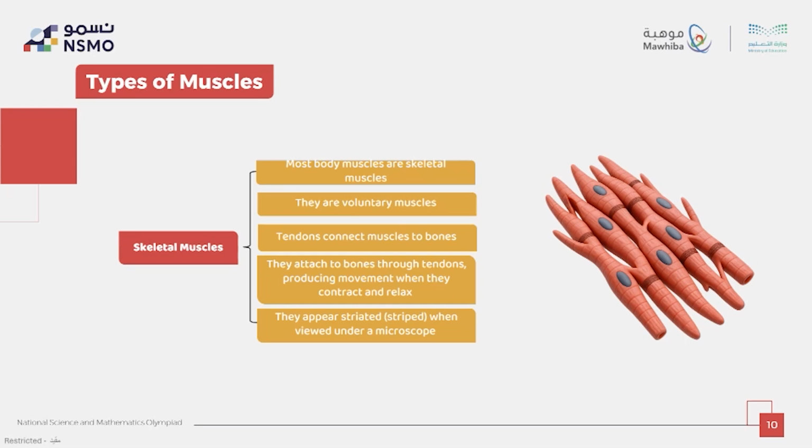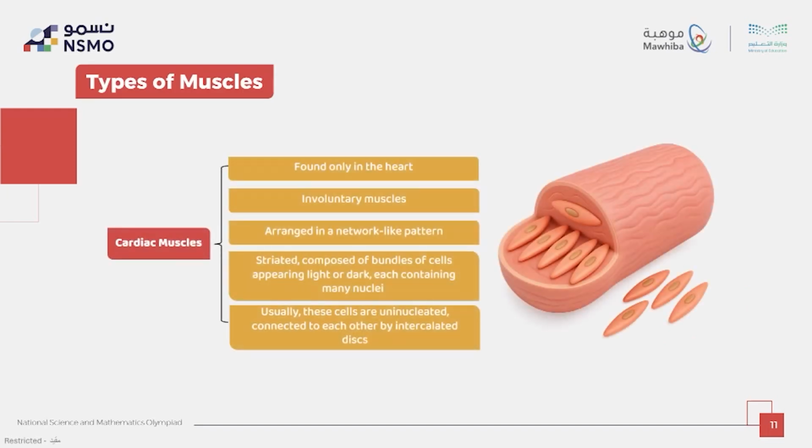Skeletal muscles appear striated under a microscope due to repeating fiber patterns. So let's move on to the second type of muscle, cardiac muscle. Cardiac muscle is found only in the heart and works involuntarily throughout life. They are striated but interconnected in a network to keep the heartbeat coordinated. Cardiac cells usually have one nucleus and are linked by intercalated discs that allow fast electrical communication.